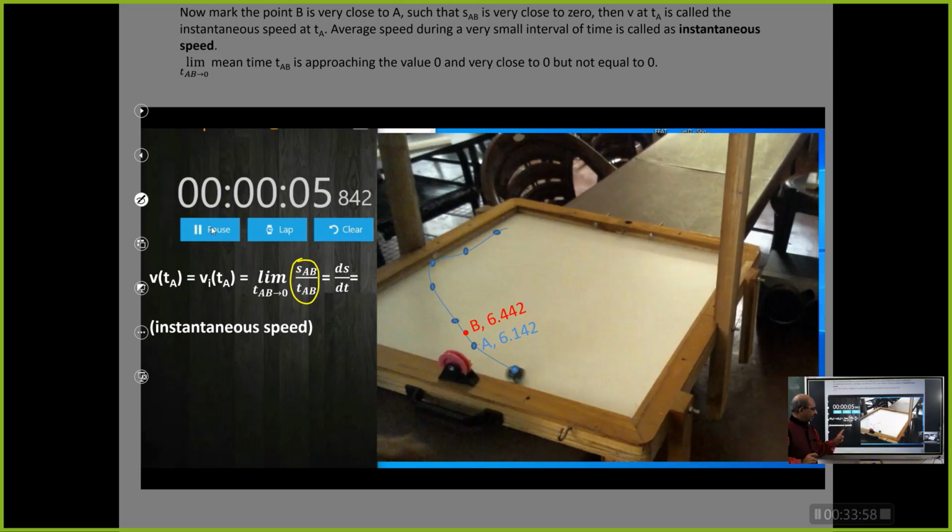Now, this average speed under limiting conditions. What are the limiting conditions? TAB tends to 0. Then a new concept is defined. What is the new concept? The instantaneous speed at A. We define a new concept called instantaneous speed at A. Now what is instantaneous speed? Come on, try to define.